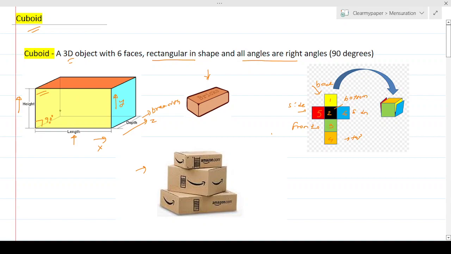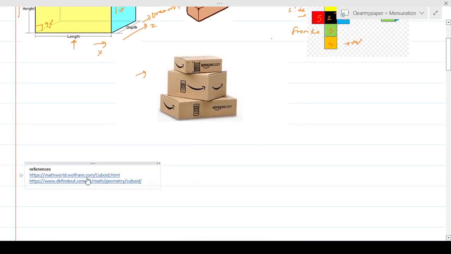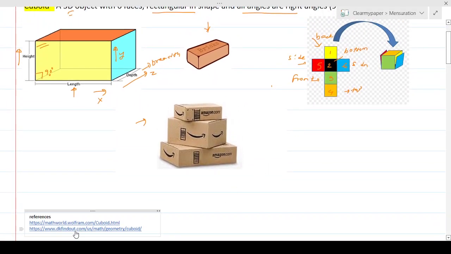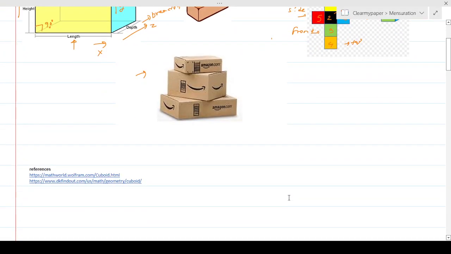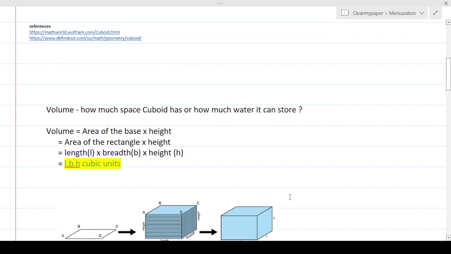It does not matter. You just need to remember that there are 3 dimensions based on how you look at it. Okay. There are good references here if you want more images. I have copied some of the images from this site, so it's good extra reading, but I don't think you need that. There are 2 important measures we need to know for each of these 3D objects. One is the volume and one is the surface area.